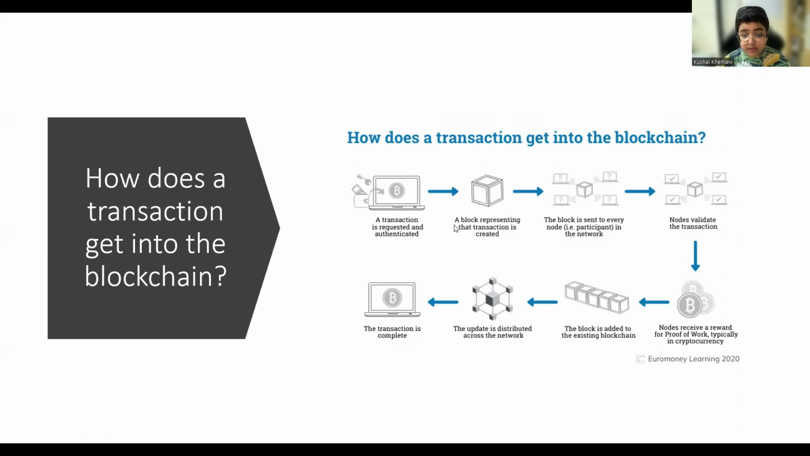Today, we are going to focus on authentication using cryptographic keys, authorization via proof of work, the role of mining, and the more recent adoption of proof of stake protocols in later blockchain networks. This is a diagrammatic representation of how a transaction gets into a blockchain.